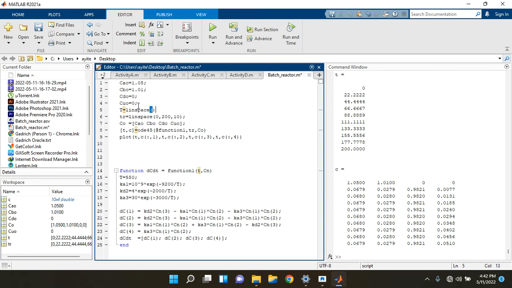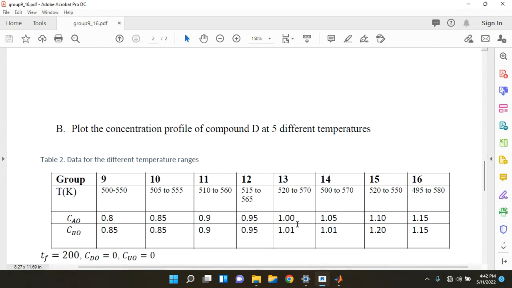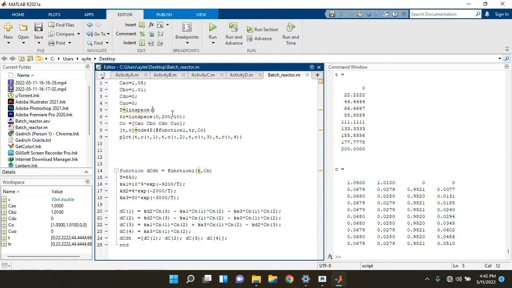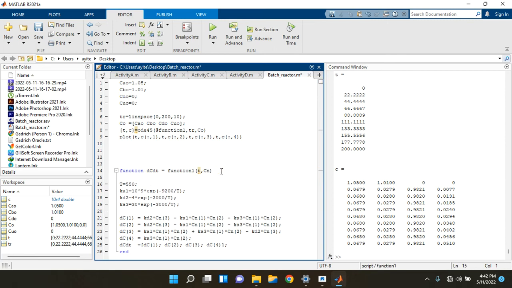So for my group 14, our time range was 500 to 570. So 500, comma, 570, comma, 5 different divisions. And so I come here. Sorry, let's put it in a function, otherwise it might confuse. So paste.